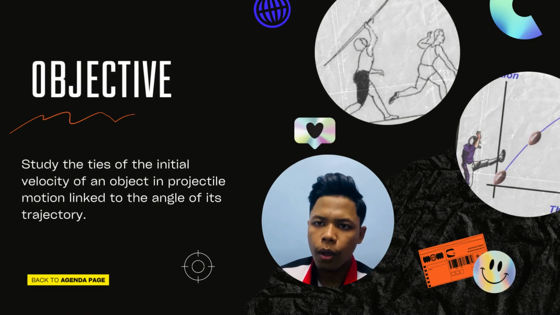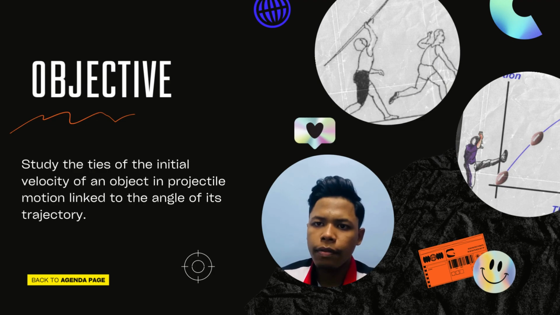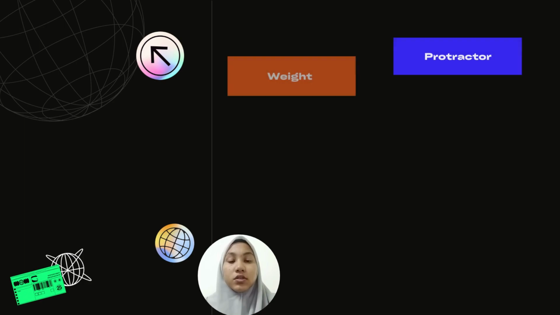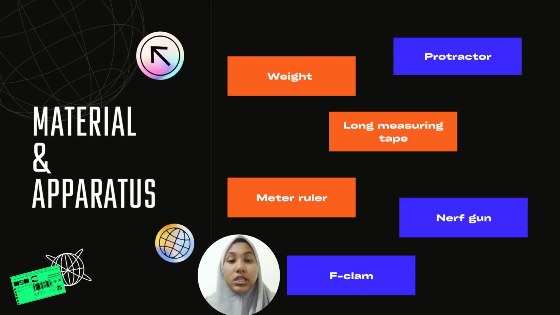Next, we go to the objective of our assignment. The objective is to study the relationship of the initial velocity of an object in projectile motion linked to the angle of its trajectory. So for material and apparatus, we use a weight, F-clamp, protractor, nerf gun, meter ruler and long measuring tape.